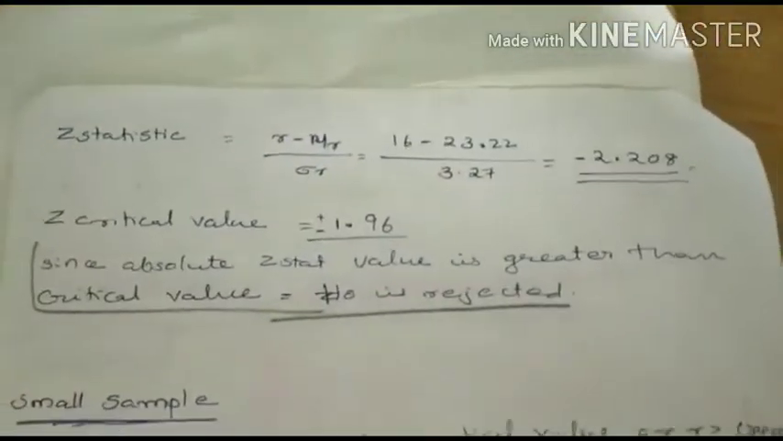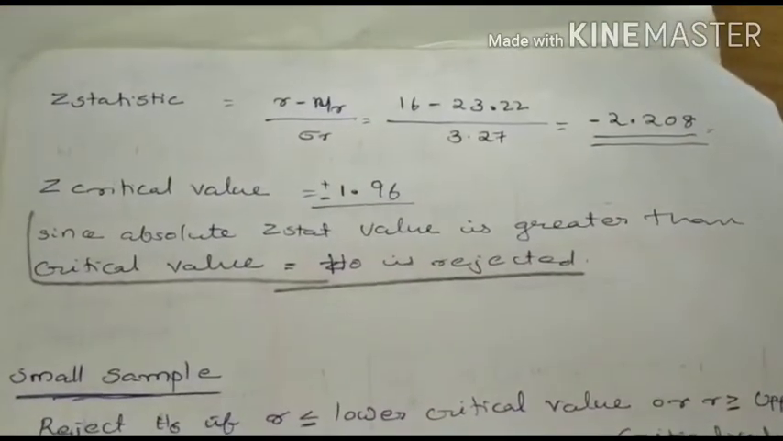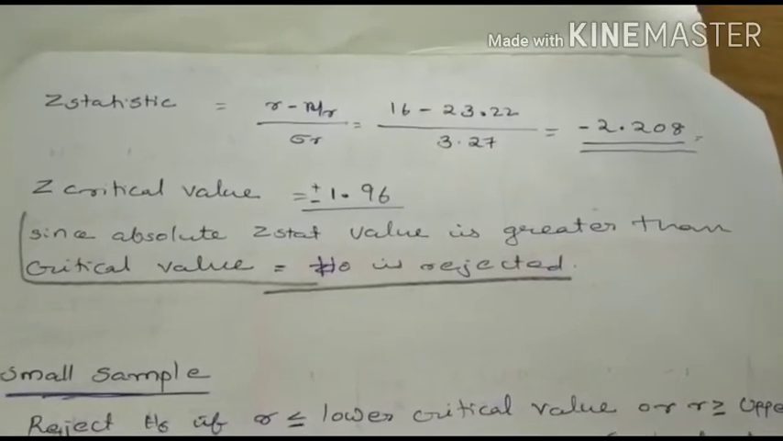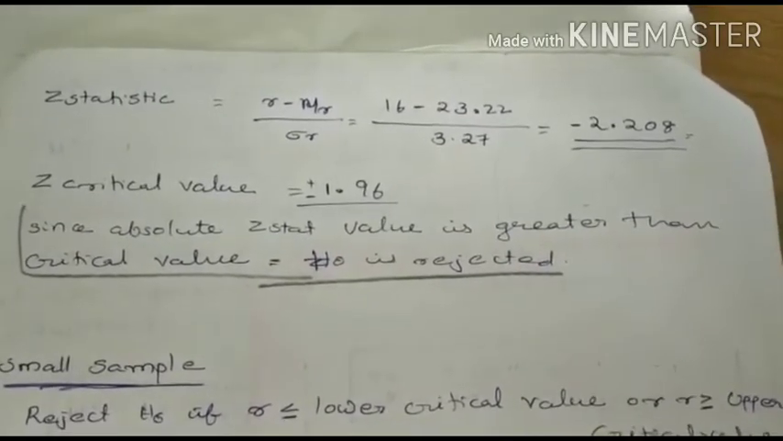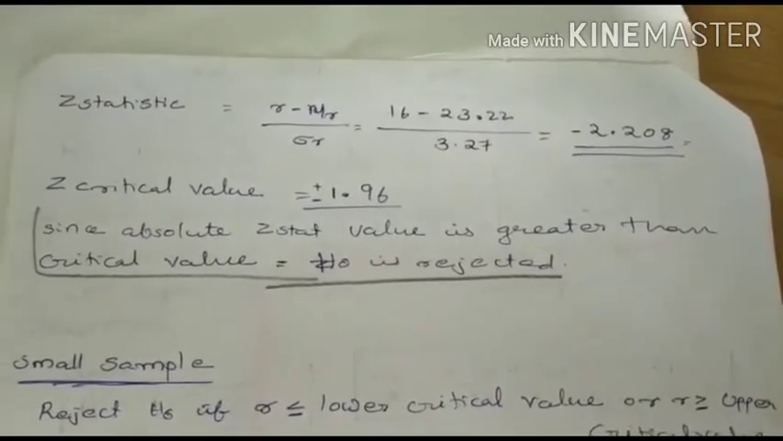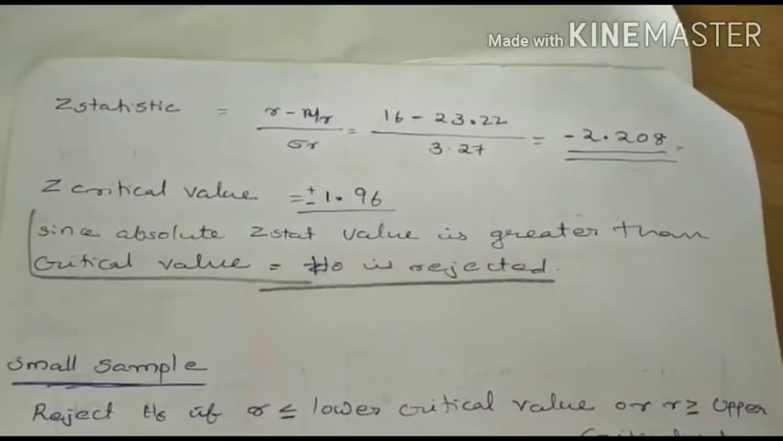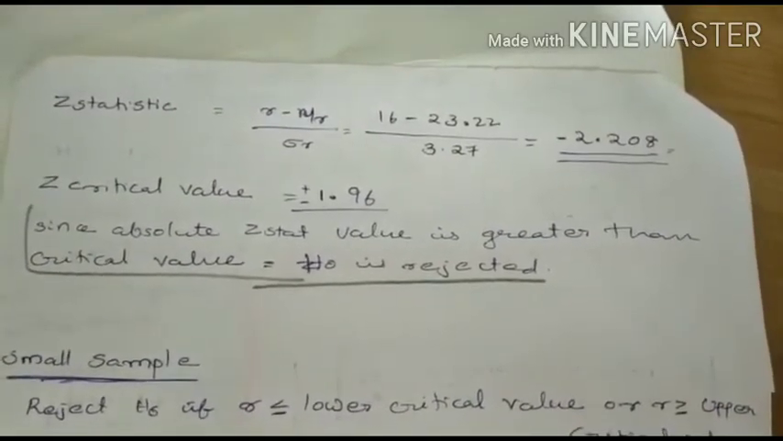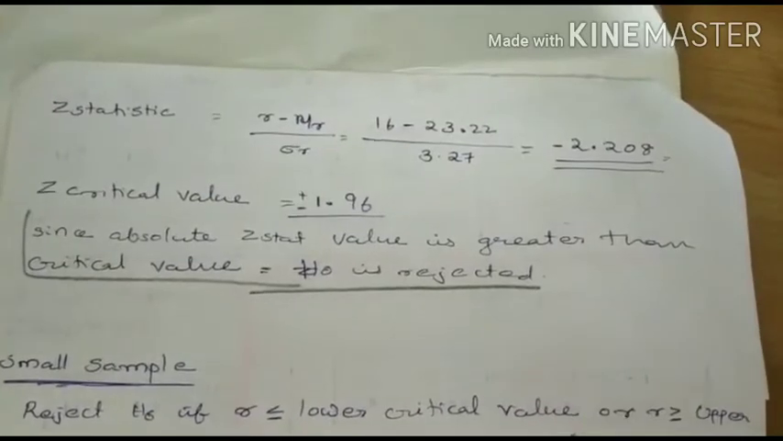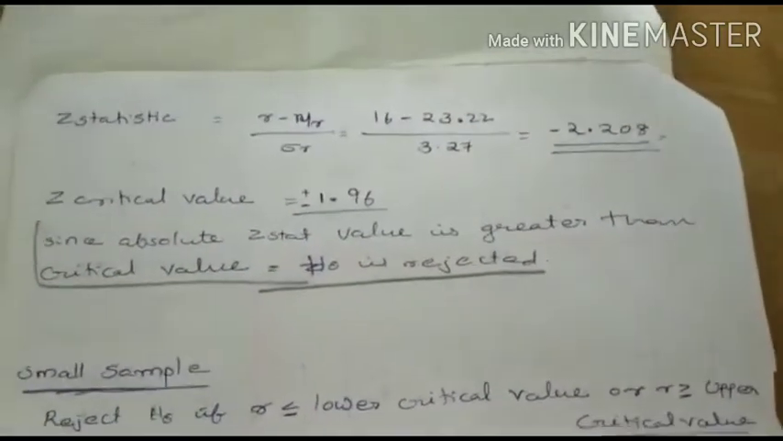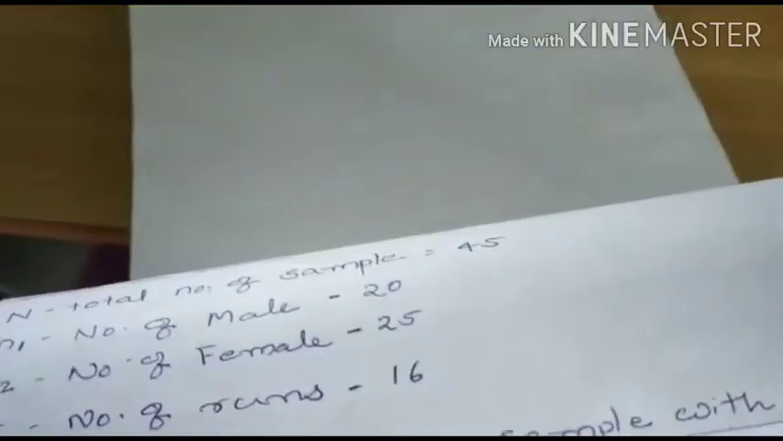Here we have calculated the Z statistic by substituting those values. The table value for this particular case is 1.96. As you can note, the absolute Z statistic value, that means the calculated value, is greater than the critical value. So we have to reject the null hypothesis. That means in this case, the pattern of sequence is not random.